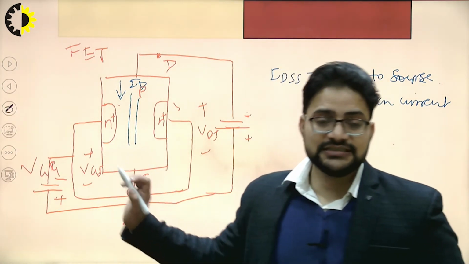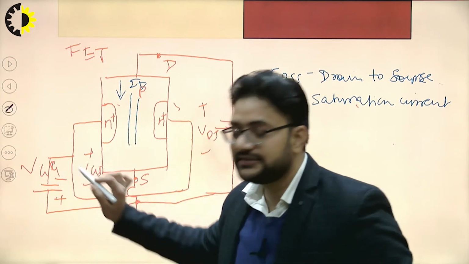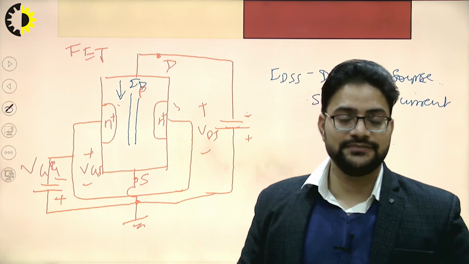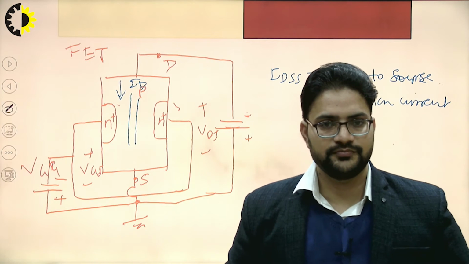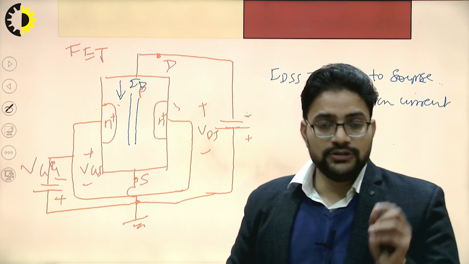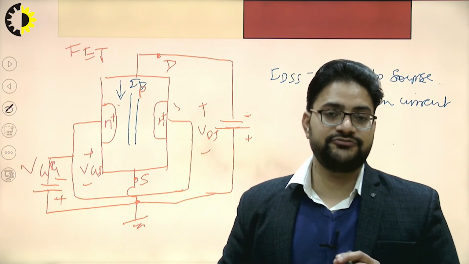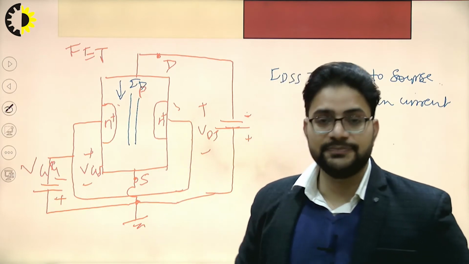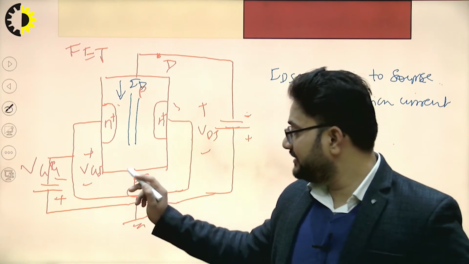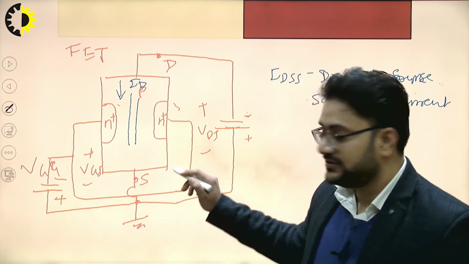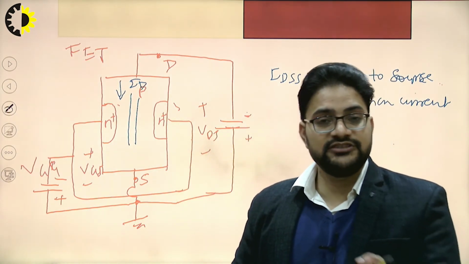This VGS is connected, that is, N plus is connected to the negative terminal of the battery. It means that this FET is working in the depletion mode. All the JFETs, junction field effect transistors, always work in the depletion mode only. That is, only negative VGS is applied. The maximum current, equal to IDSS, is applicable only when VGS is equal to 0.